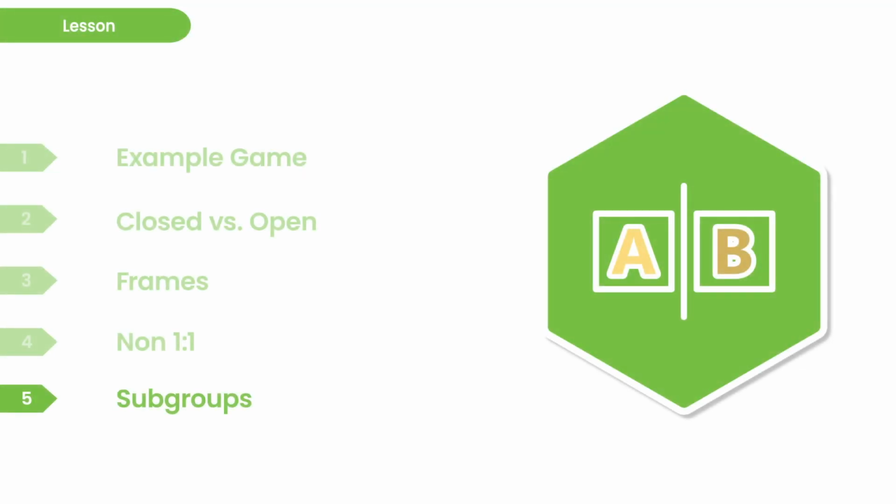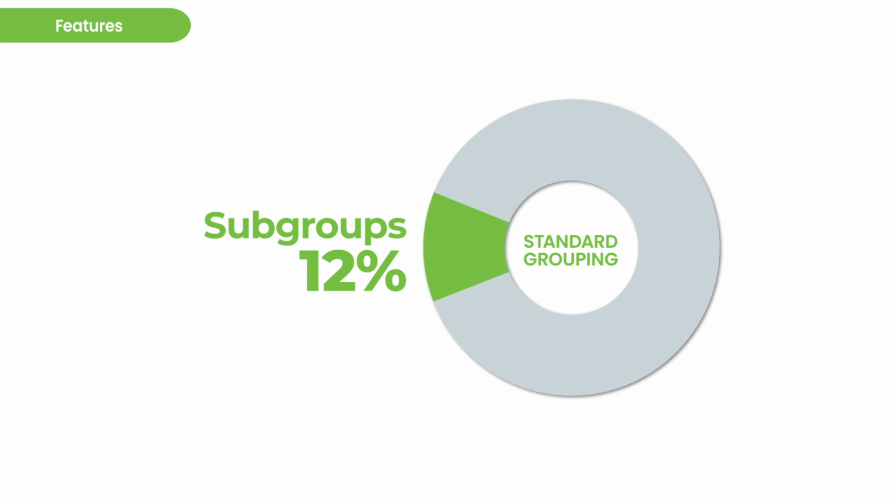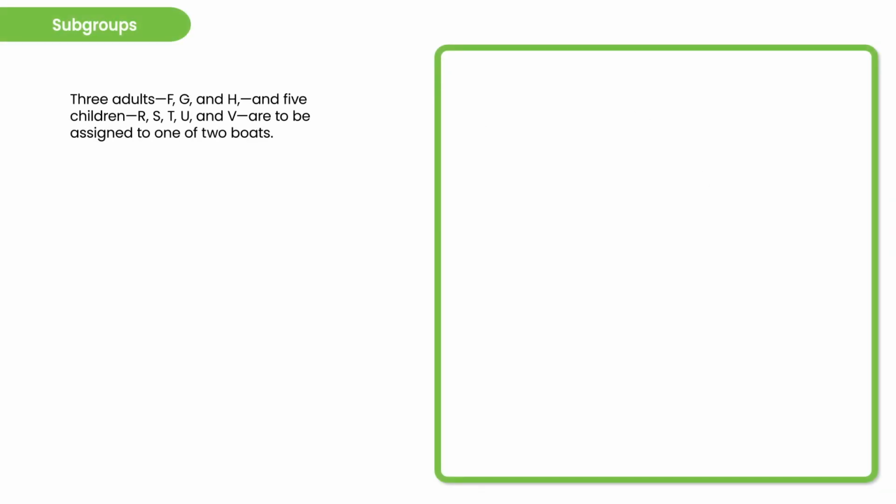Lastly, subgroups. If you have different kinds of players, it's not a major deal. It's a little wrinkle that you can handle in the same way that you would deal with in an ordering game. You'll see subgroups about 12% of the time in standard grouping games. Let's say you have 3 adults, F, G, and H, and 5 children, R, S, T, U, and V, and they're to be assigned to one of 2 boats. So in this situation, we've got different kinds of players. Some of them are adults, and some of them are children. These are subgroups.